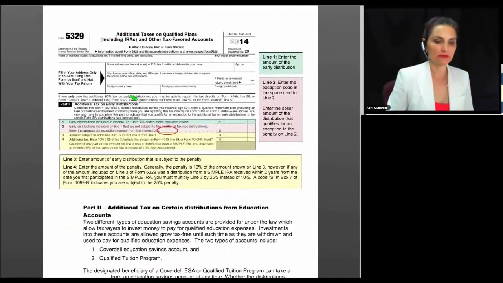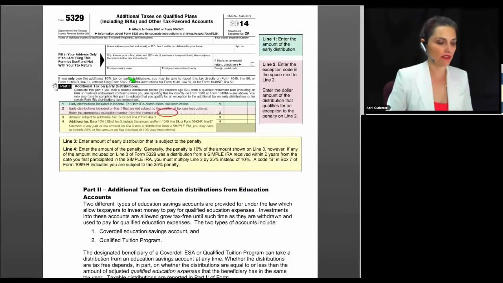So here is the Form 5329. I've included in this segment only Part 1. On line 1, you will enter the amount of the distribution. On line 2, you will enter the portion of the distribution that is not subject to the penalty. And then in this space right here, you'll enter the code that you are using. Then on line 3, you enter the amount of distribution that is subject to the penalty. So line 1 minus line 2 equals line 3.